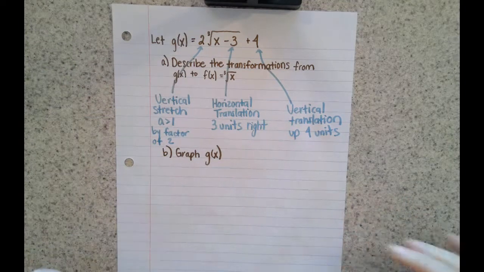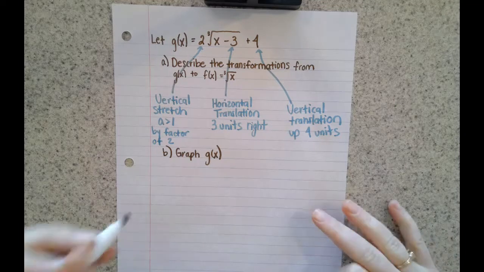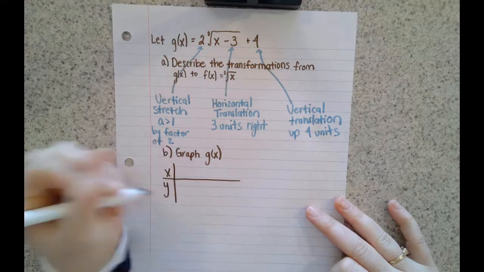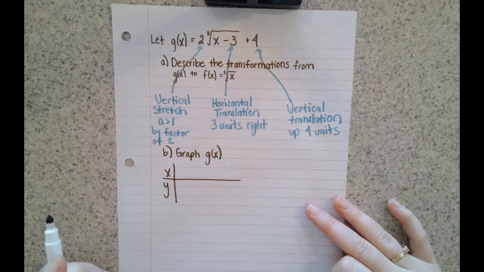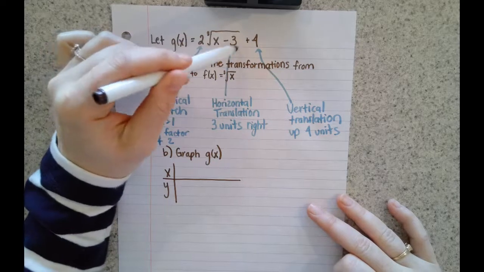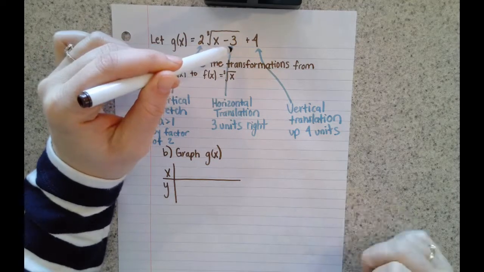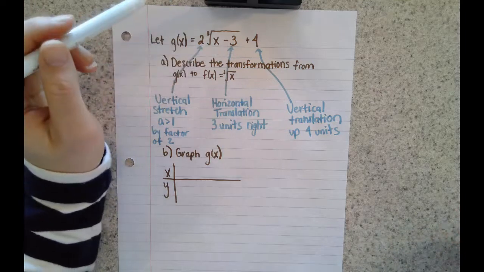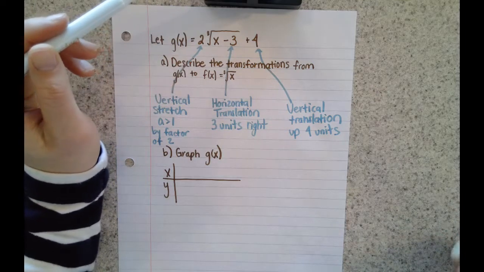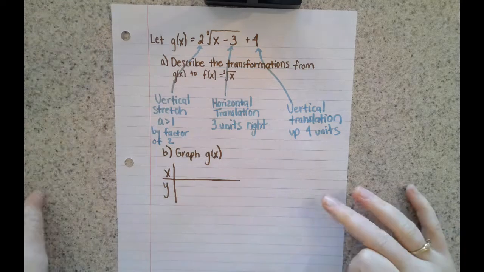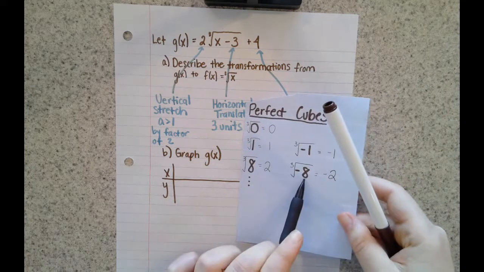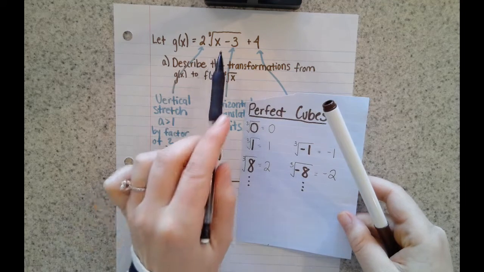In part B, we need to graph. So I'm going to make an input-output table. Again, whatever is under my cube root, I want that to be a perfect cube so that I'm working with a whole number rather than a repeating decimal. Now, one of the first cube roots I'm going to try to shoot for is a -8.